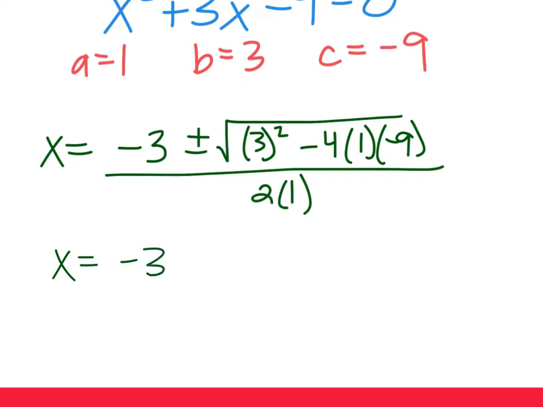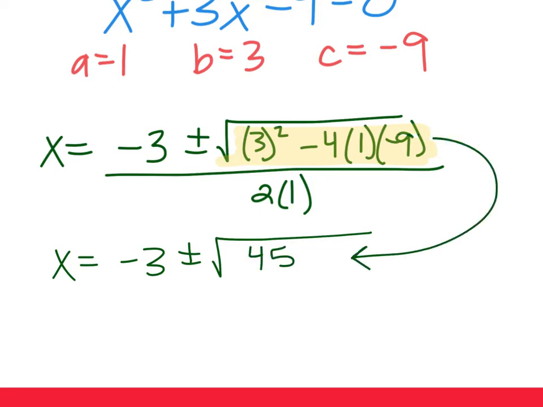So we get x equals negative 3 plus or minus. And then what I like to do is in your calculator, don't type in the square root yet. Just type in everything under the square root. So in your calculator, type in 3 squared minus 4 times 1 times negative 9 and put those parentheses exactly where you see them. Put parentheses around the 3, put parentheses around the 1 and the 9. And then if you add those together, we're going to get 45. So that's the number that goes underneath your square root because we end up with 9 plus 36. All right, and then that's all over 2 times 1, which is 2.